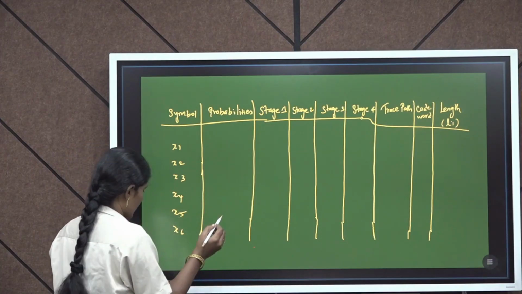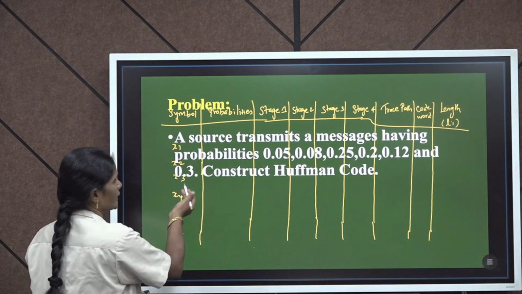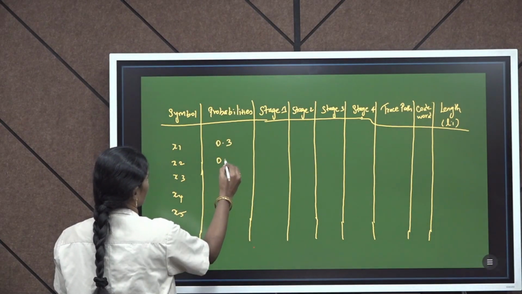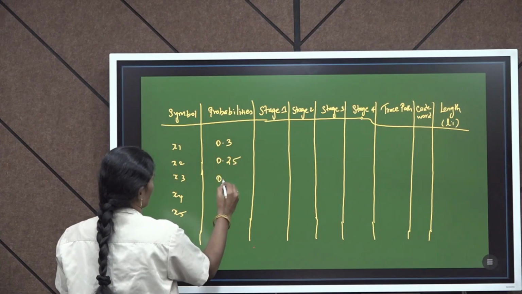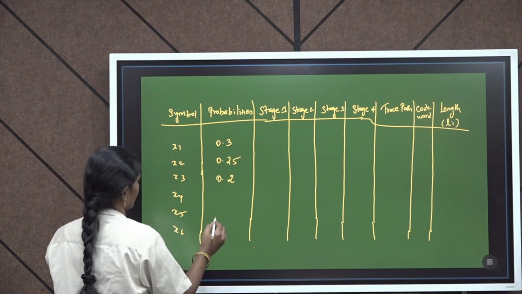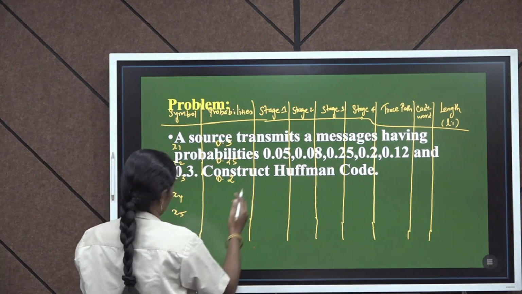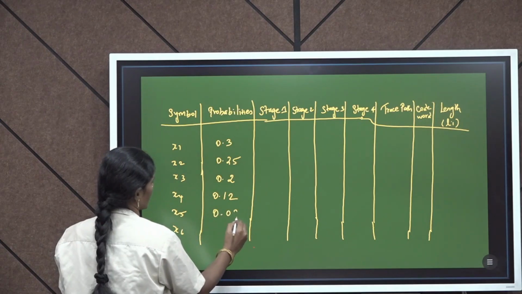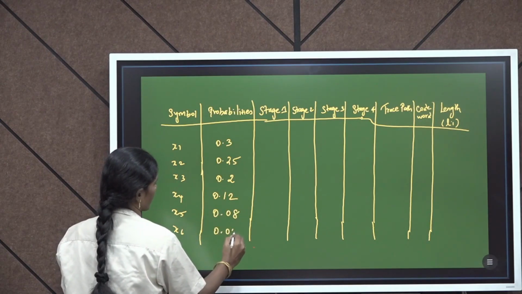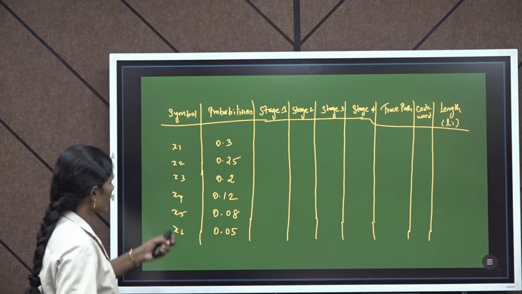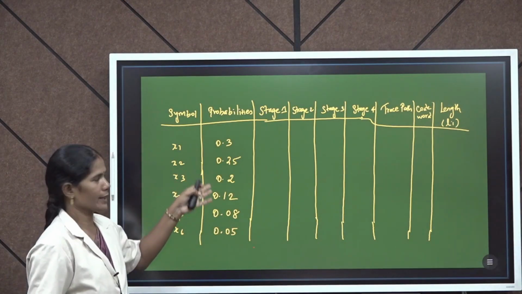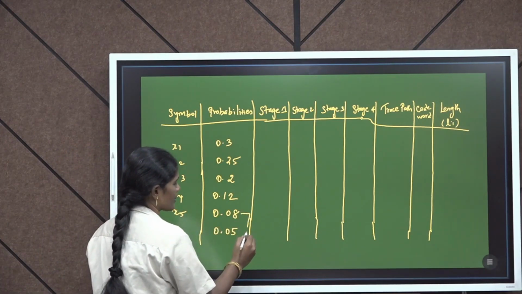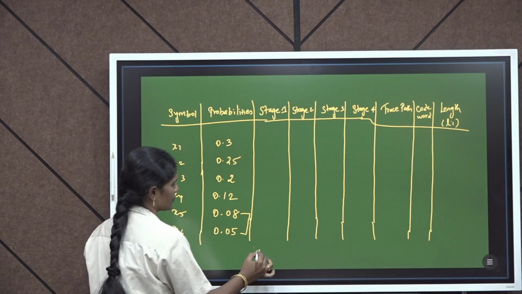The highest probability is 0.3, next 0.25, next 0.2, 0.12, 0.08 and then 0.05. The 6 symbols are arranged based on their probability in descending order. So, the second step is to add the last two symbols by assigning binary bits 0 and 1.